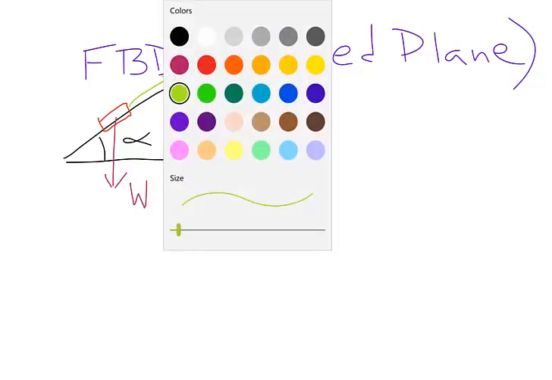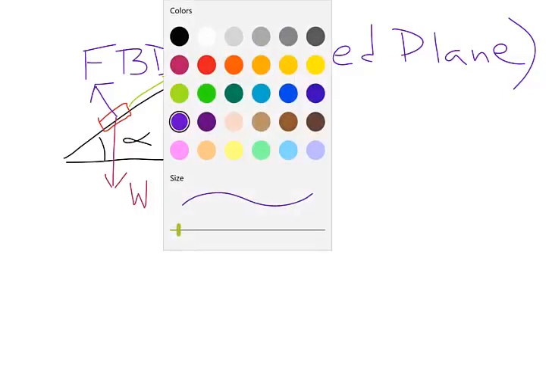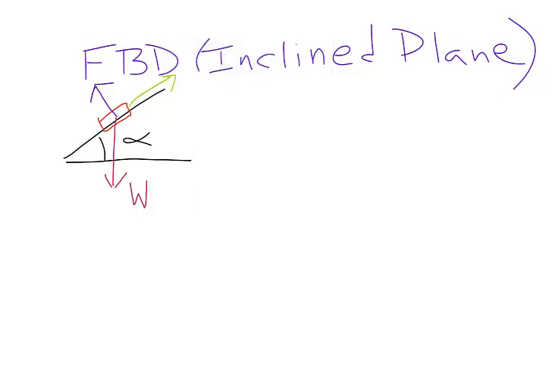Okay, now what's really confusing is the direction of the normal force. The normal force is normal to the surface, so the normal force pushes up this way. And then finally, if we're just trying to figure out which way the object is likely to move, if it's going to do anything, it's going to slide down in this direction, right? That's the direction of motion.